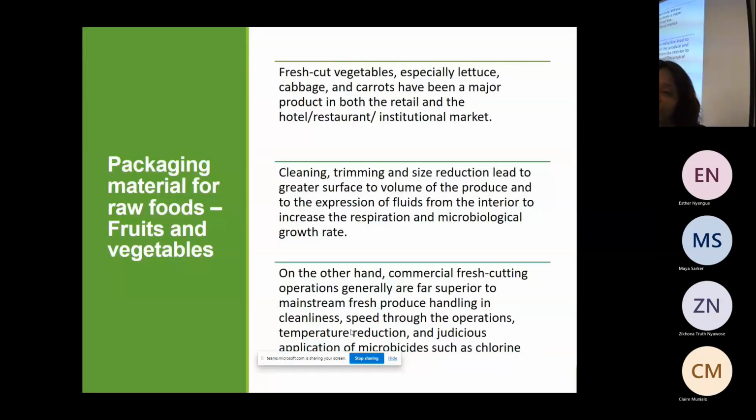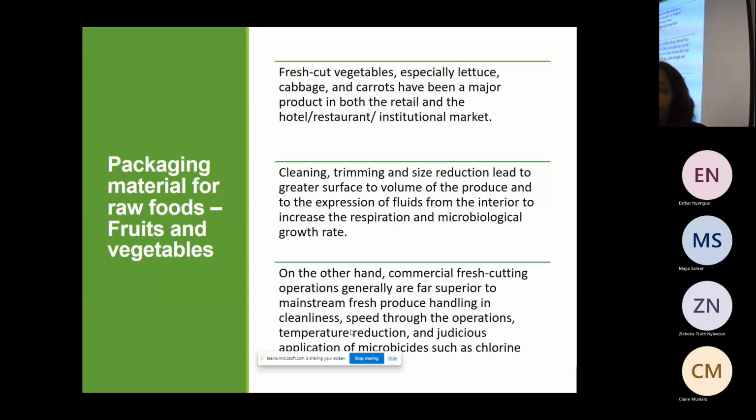So you see that the fresh cut vegetables, especially lettuce, cabbage, carrots, have been a major product in both the retail, which is the hotel and restaurant, and even institutional market, because they are things that are consumed fresh, right? If anyone gets lettuce, they want to put it in their fresh salads. So the lettuce needs to actually keep on being kept fresh, even 3-4 days or even 5 days after being picked.